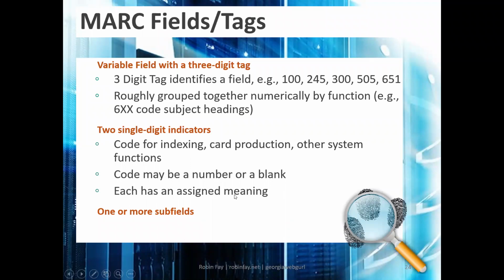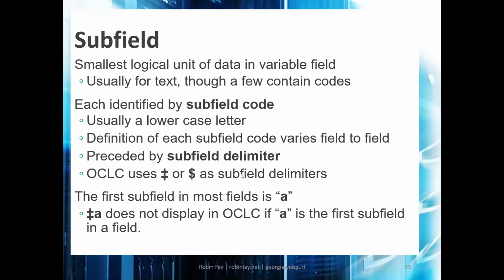Everything has a meaning in a MARC record. Every tag, every subfield, every indicator means something. An indicator not there also means something. So it means that there is no function assigned with that. And then you have 1 or more subfields. You may have many, many subfields, and these are all defined. The subfield is the smallest logical unit of data in those fields. It's usually for text, and sometimes it contains a few codes, and we'll talk a little bit as we go along about that. It's usually a lowercase letter. There's a couple of places today where it's not, and I'll show you what those are and talk about them.